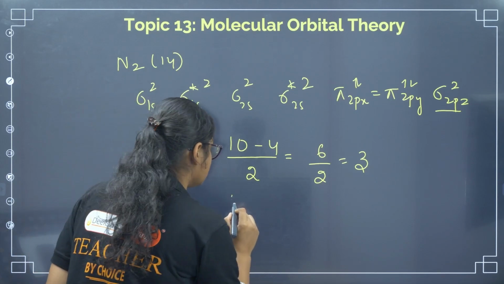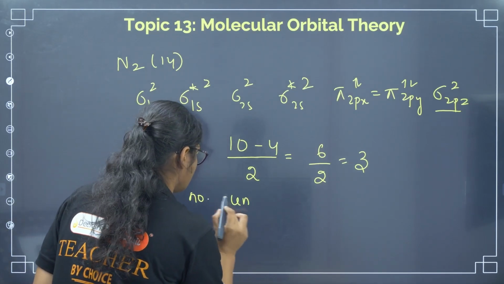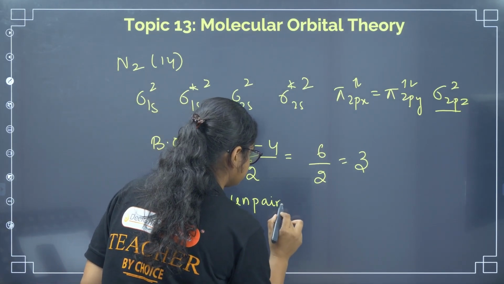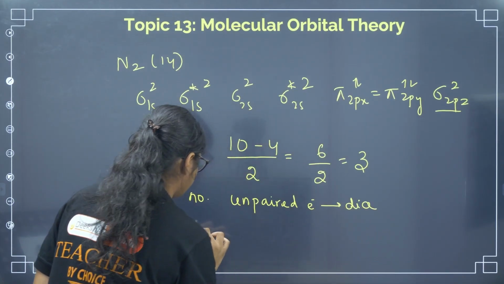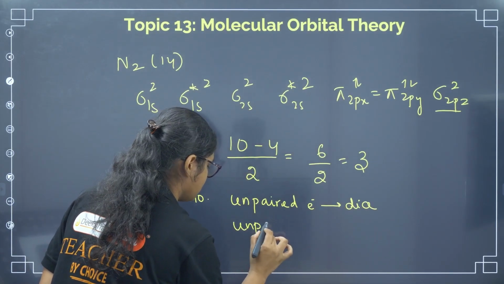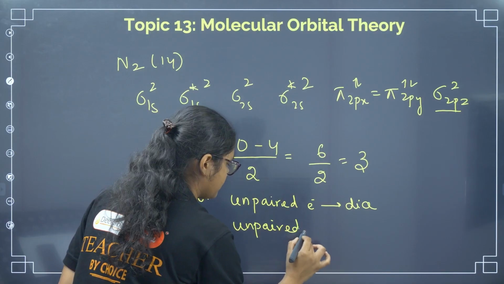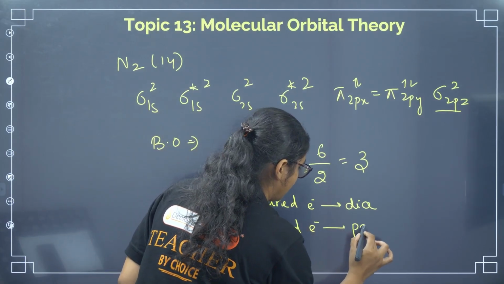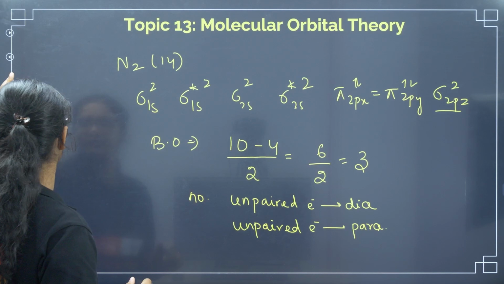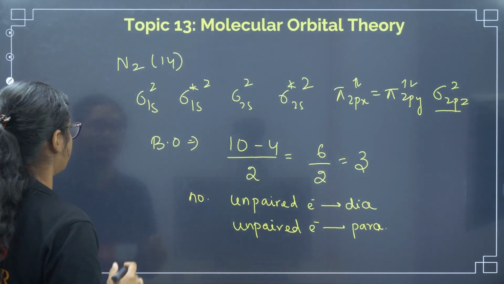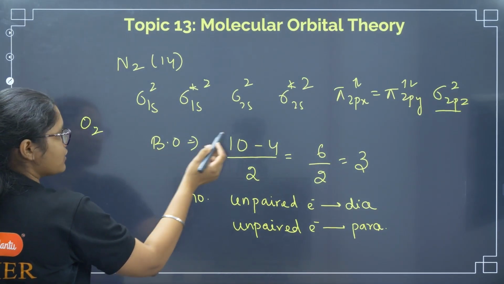So if there is no unpaired electron, then it is diamagnetic, and if there is unpaired electron, then we call it paramagnetic. Okay. Now for example, we will take another example for the oxygen molecule. Okay, so for oxygen the order will change here.